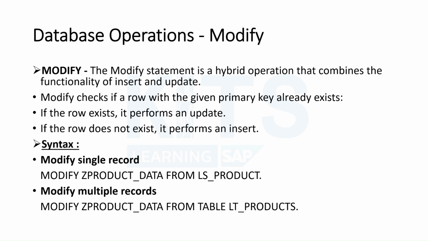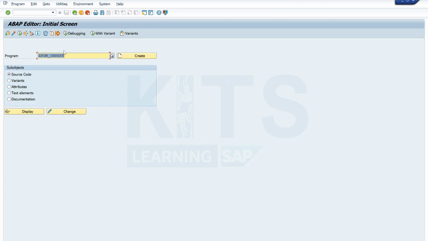This dual nature makes modify extremely useful when it is uncertain whether the record exists, such as during synchronization processes, data replication, or bulk operations. However, modify performs differently when used with internal tables, so developers must clearly understand the context. The modify statement is a hybrid operation that combines the functionality of insert and update. Modify checks if a row with the given primary key already exists. If the row exists, it performs an update. If the row does not exist, it performs an insert.